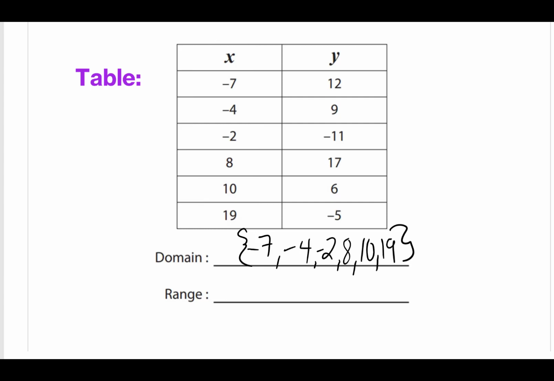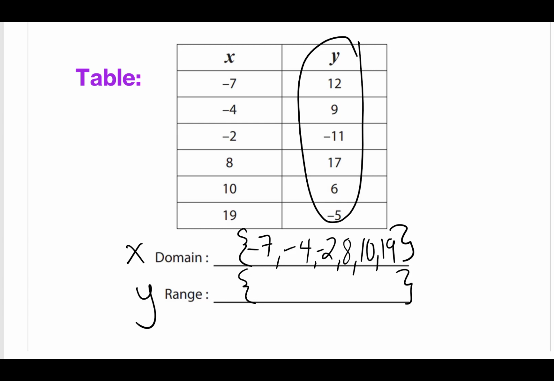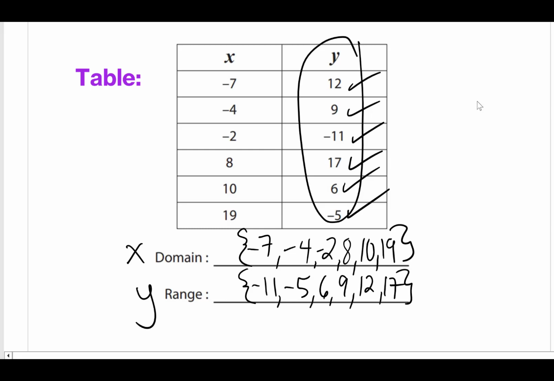Okay, so that's domain. Now we're going to do range. Range is Y. So domain is X, range is Y. Okay, now this one, you need to organize the numbers. So para este necesitas organizar los números porque no están en orden. Okay, the smallest number you have is -11. Then we have -5. And then our next smallest number is 6. Then 9. Then 12. Then 17. And that is how you find domain and range of a table.